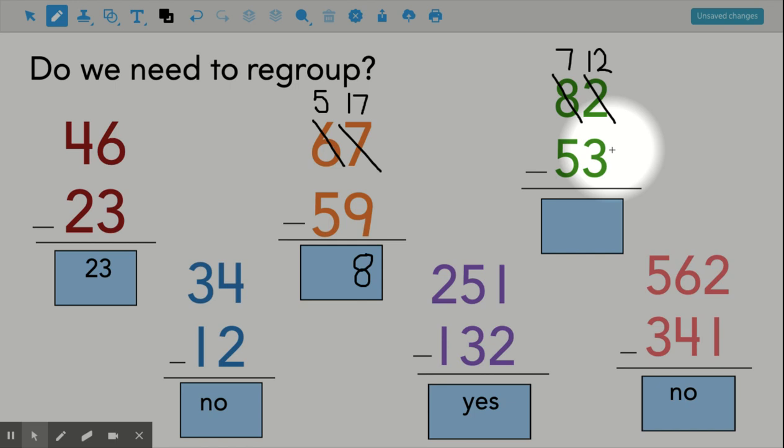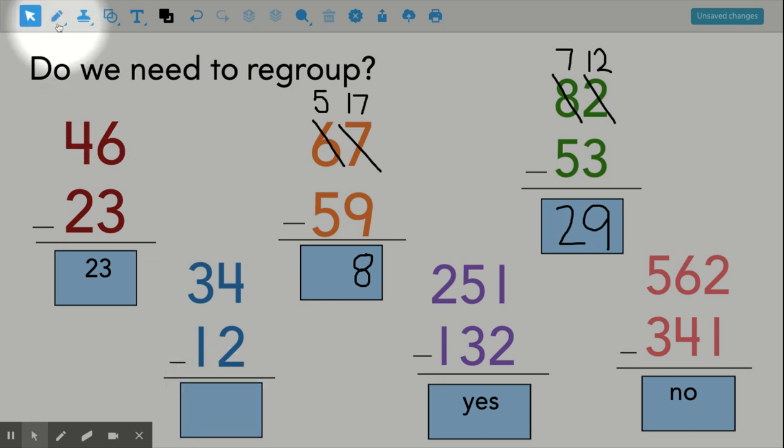12 take away 3. You can count backwards or you can start at 3 and count up to 12. If I start at 3, remember we pound the fist into our hand, we say 3, and then start counting. 4, 5, 6, 7, 8, 9, 10, 11, 12. My answer is 9. And here on 7 take away 5, I can hold up 7 fingers and take away 5 and see that I've got 2 left, 29. That's our answer there. Let's go down here. We do not have to borrow on this one, so it's going to be a lot easier.